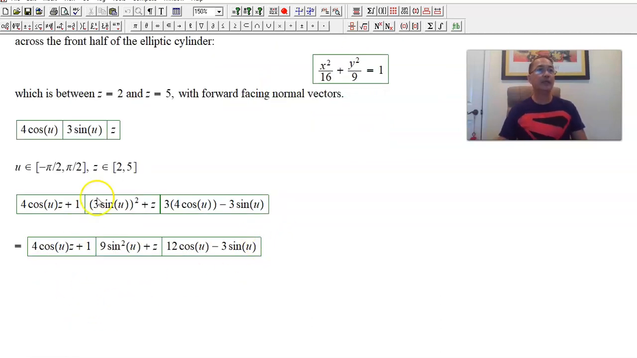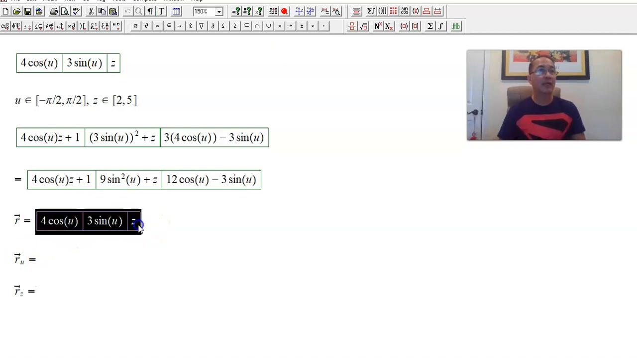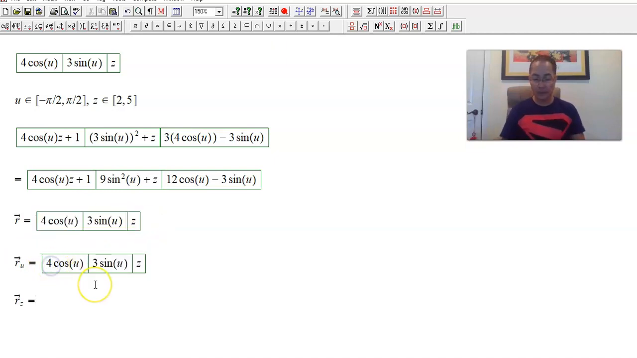Next step, take the partial derivatives. Here is our function, and let's label. This is the r, our parametrization. We need r sub u, and we need r sub z. What is the partial derivative with respect to u? Cosine turns into negative sine, sine turns into cosine, z turns into 0. Not 1, but 0, because that's not a function of u.